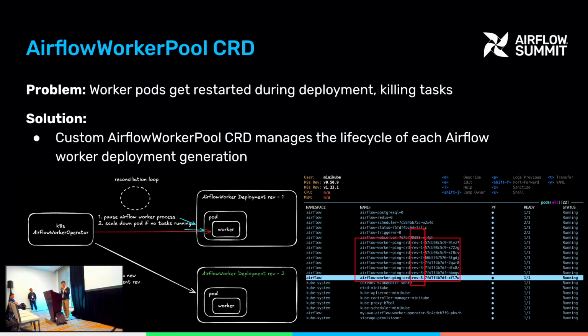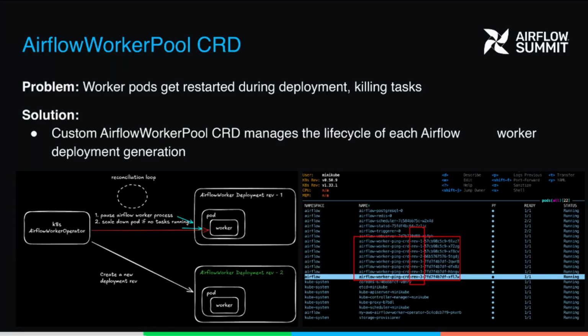We have one more case: worker pods could be restarted due to Airflow infra deployments, leading to disruption to Airflow tasks. We wanted to minimize the impact of that. To solve the issue, we designed a new Kubernetes CRD. We named it Airflow Worker Pool, and we created a Kubernetes operator which manages the lifecycle of Airflow worker deployments. We changed the Airflow worker deployment kind from StatefulSet to this Airflow Worker Pool.